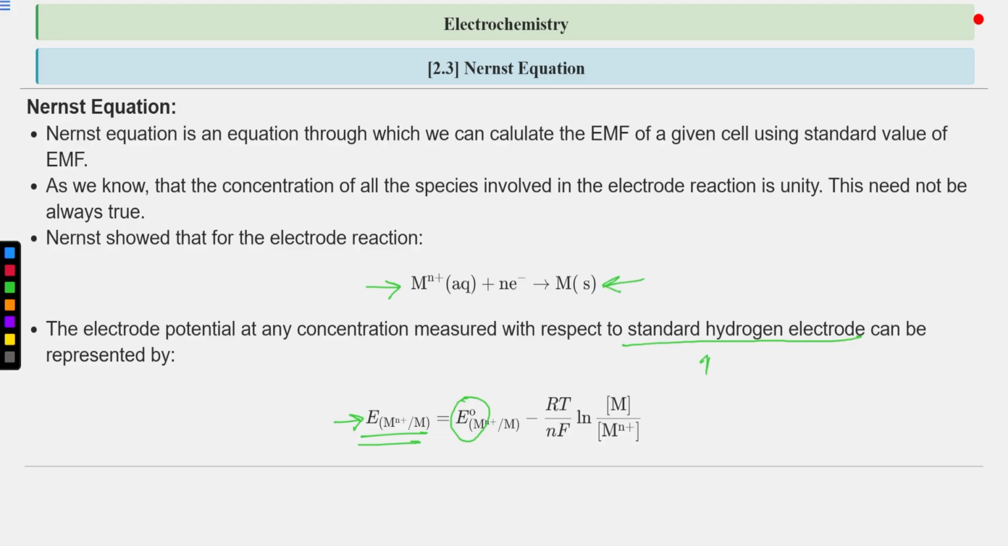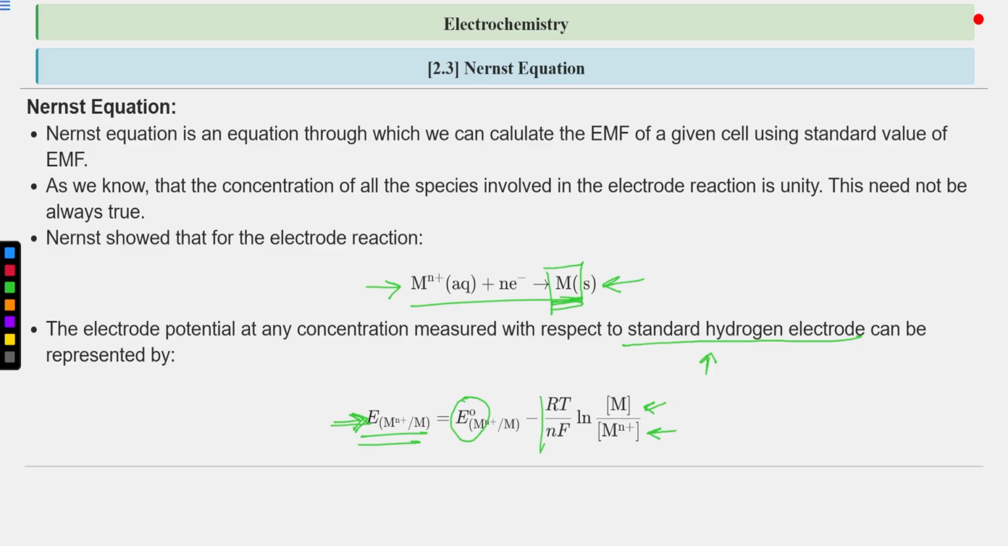Okay, so the standard hydrogen electrode and this electrode, which has Mn positive plus an electron giving us M. So this makes a complete cell, and for that cell EMF determination we write this equation as E of this electrode equals E naught of this electrode minus RT by NF ln of the concentration of the product divided by the concentration of the reactant. The product is the metal M which we are gaining in the neutral form, and initially the reactant is Mn positive, so the reactant concentration is Mn positive.